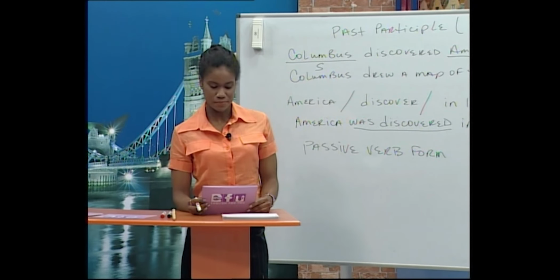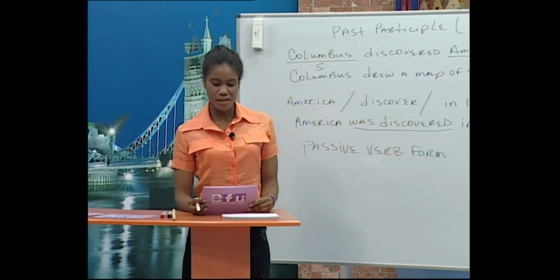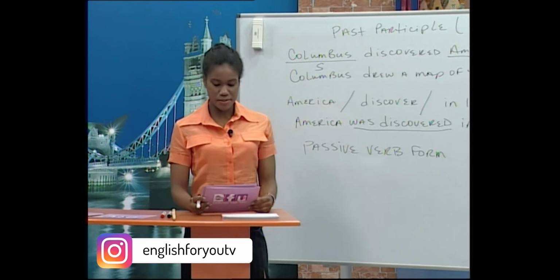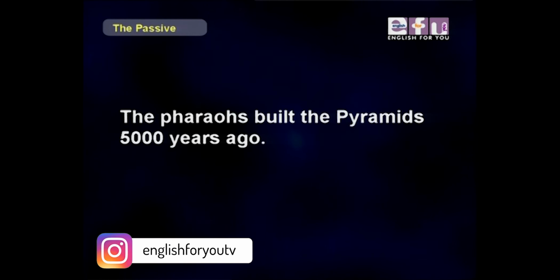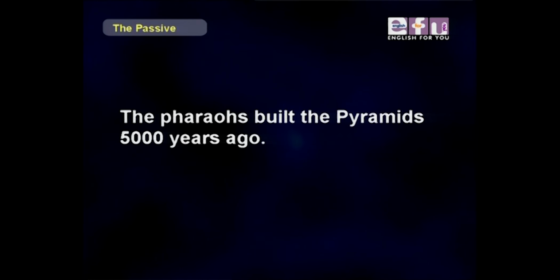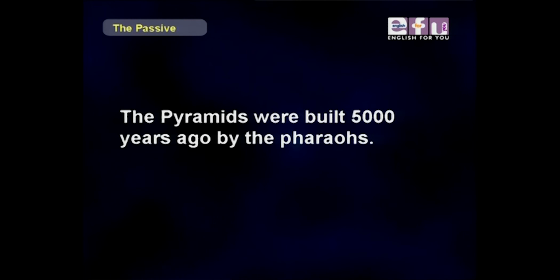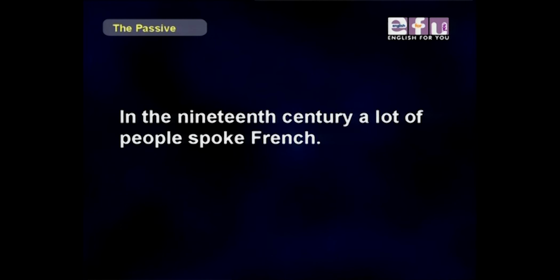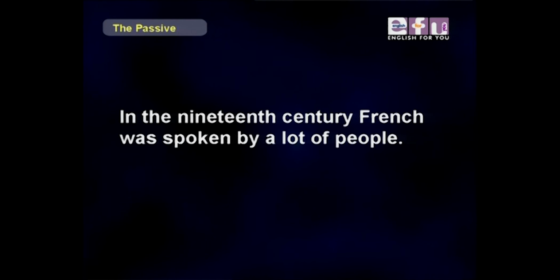Now let's practice. I will give you a sentence and you make it passive. Linda, you start. Your sentence is, the pharaohs built the pyramids 5,000 years ago. The pyramids were built 5,000 years ago by the pharaohs. Good job. Okay, Sylvia, the next one is for you. In the 19th century, a lot of people spoke French. In the 19th century, French was spoken by a lot of people.